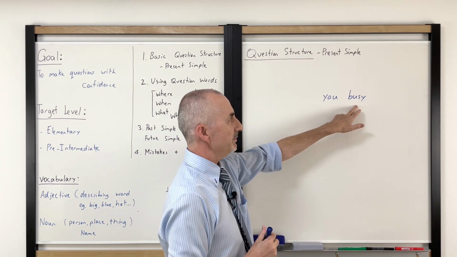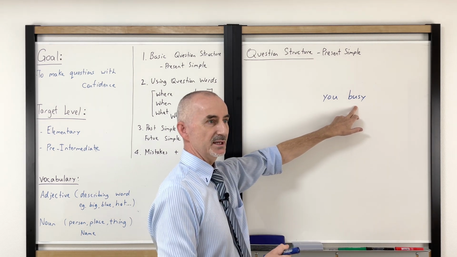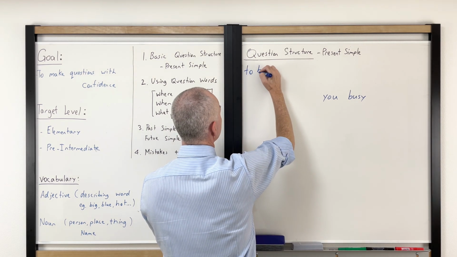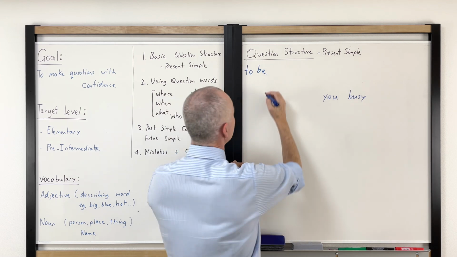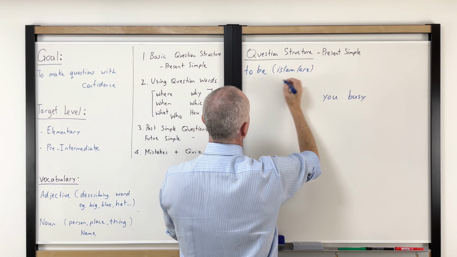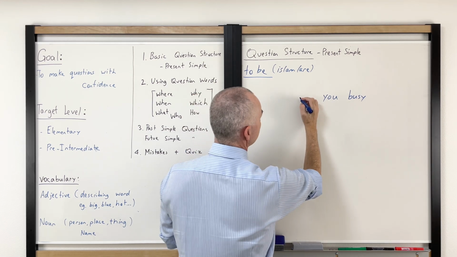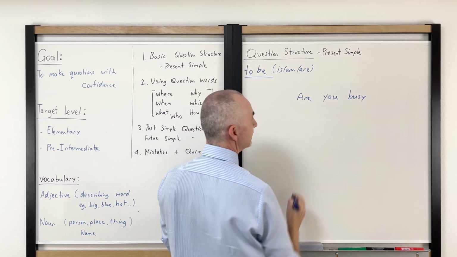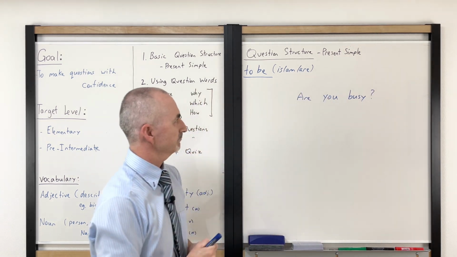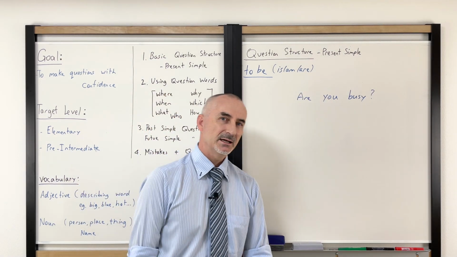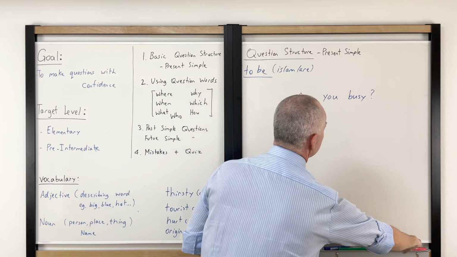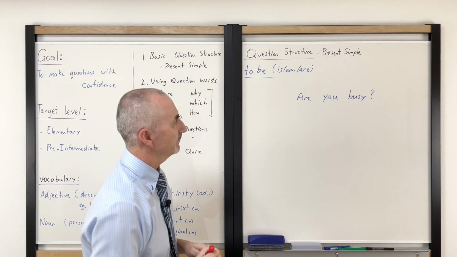So with adjectives, we often use be verb. So we're going to start making questions with to be. And be has the forms is, am, are. To be. So let's go ahead and put are in here to make our first question. Are you busy? Are you busy today? I'm pretty busy today.